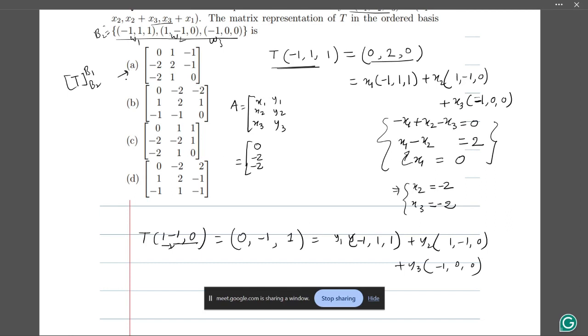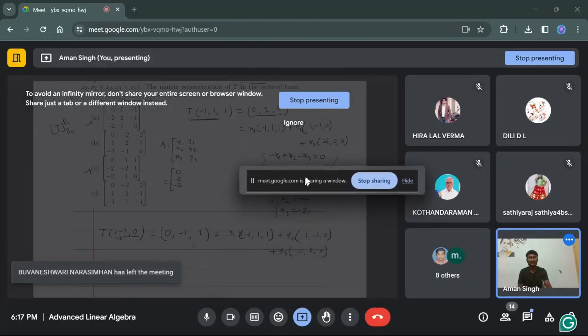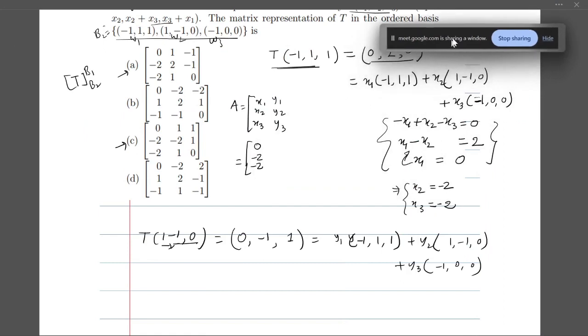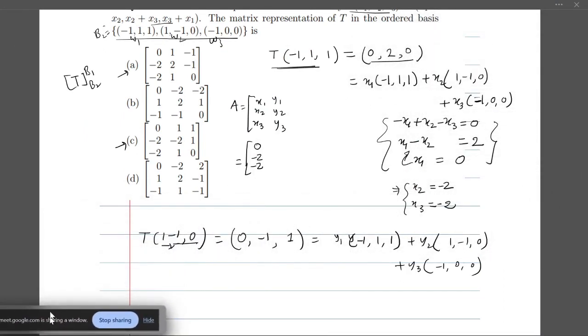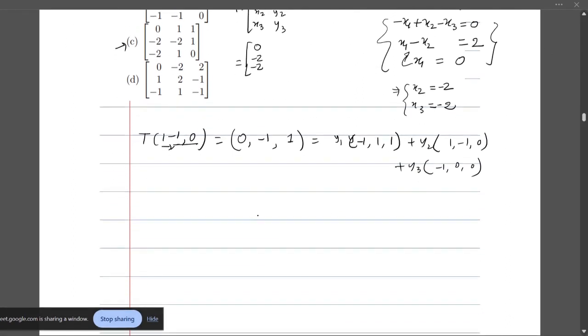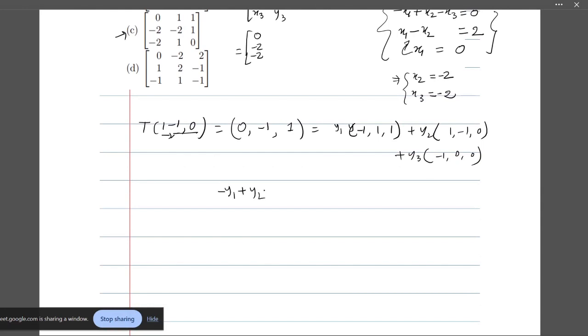First of all, either A is true or C is true, because the first column is matching in both cases. So the first equation here is minus y1 plus y2 minus y3 is equal to 0, and the second equation is y1 minus y2 is equal to minus 1. The third equation is y1 is equal to 1. So put y1 is equal to 1 here, then we get y2 is equal to 1 plus 1, equal to 2. y2 is equal to 2.